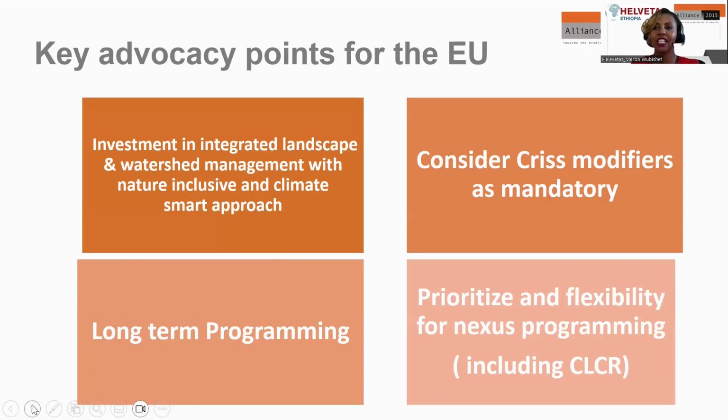Next. So what are the key advocacy points for EU? I think the first one is large-scale investment in integrated land watershed management with nature-inclusive and climate-smart approach, which has a significant contribution to the Ethiopian food system framework, and also long-term programming, especially to see a bigger impact, to scale up.